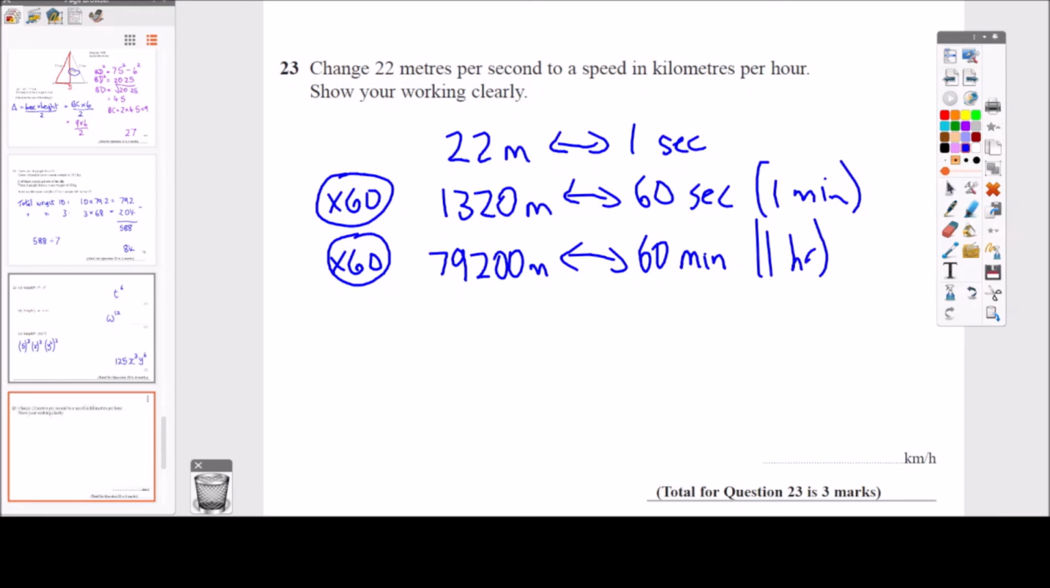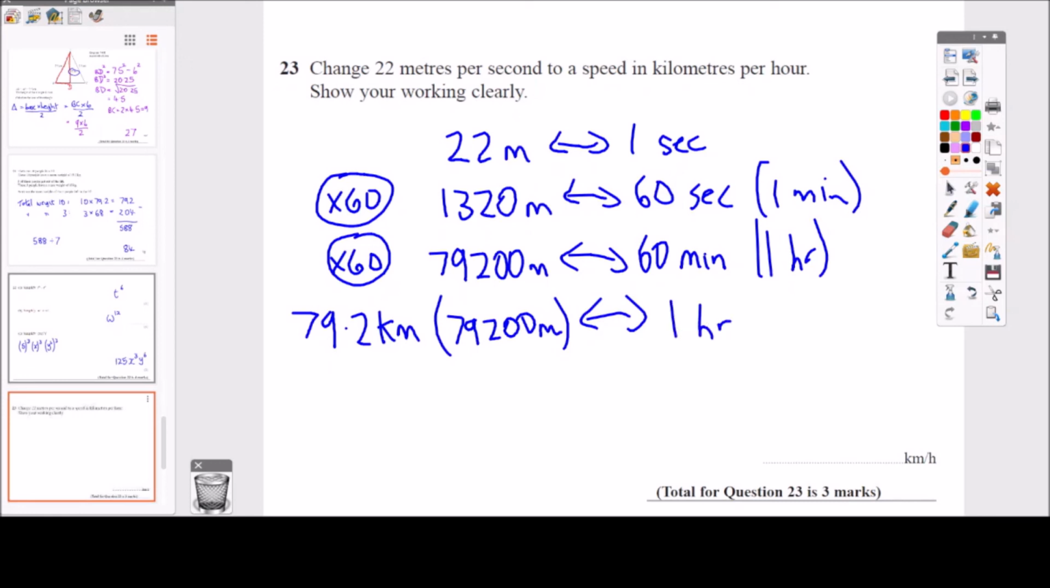So we've presently got the number of meters we would do in 1 hour, but we want the number of kilometers we would do in 1 hour. So how do we turn meters into kilometers? We need to divide the meters by 1,000. So 79200 divided by 1,000 gives us 79.2 kilometers, which is the same as 79,200 meters, which took 1 hour.